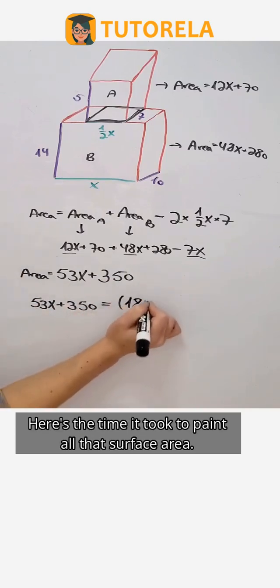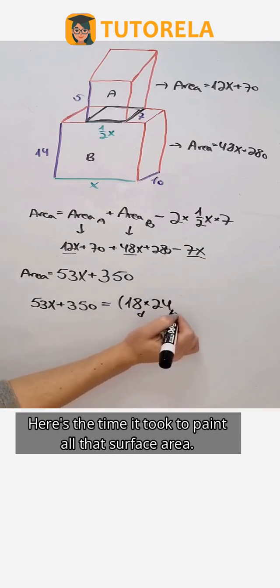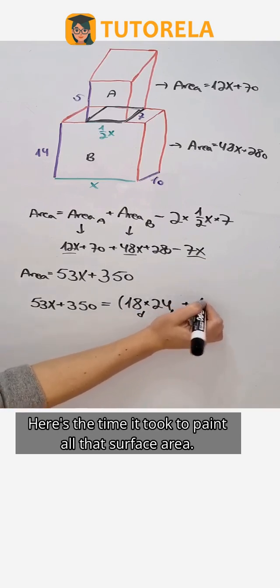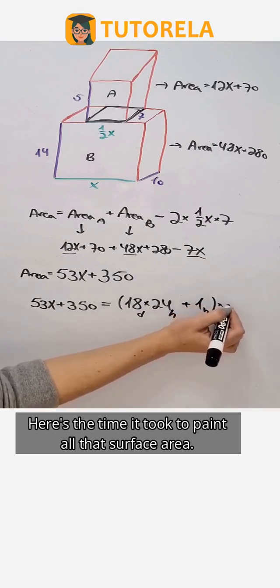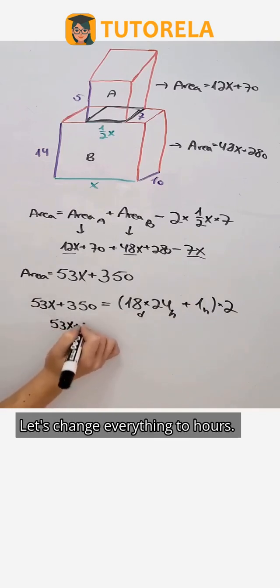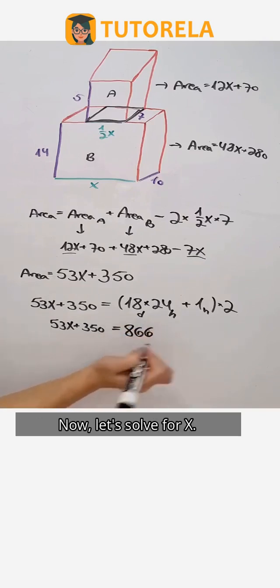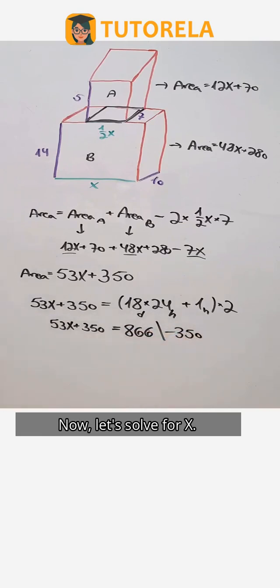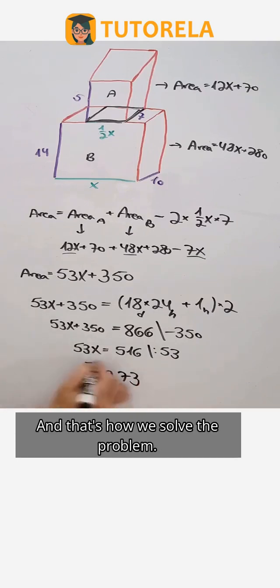Here's the time it took to paint all that surface area. Let's change everything to hours. Now let's solve for x. And that's how we solve the problem.